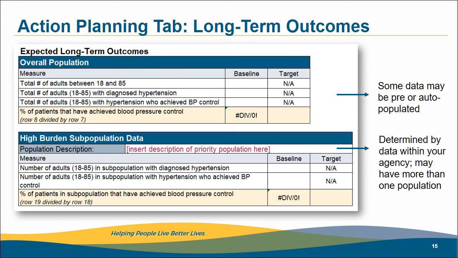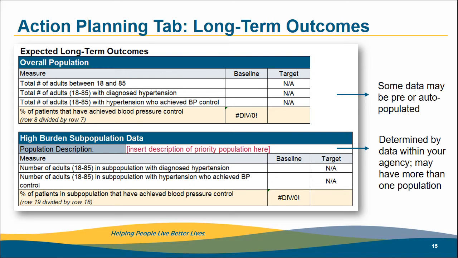The other thing that I'll note about this table is that if the Chronic Disease Prevention and Control Program received the data prior to your organization receiving a Scan and Plan tool file, some of that information may be pre-populated by us, primarily as a way to streamline data collection efforts. It could also be that some of that information is auto-populated based on cells within your own Scan and Plan tool file.